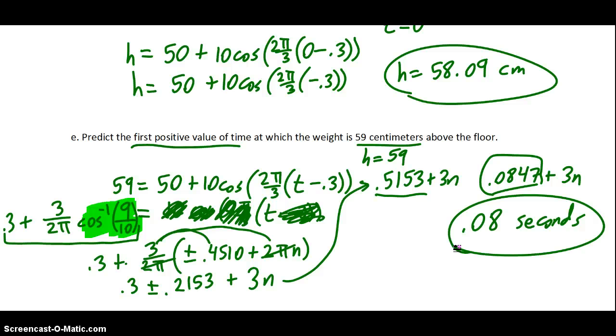Obviously, they could then ask a follow-up question, is it going up into the air or is it coming back down? Well, if it started off at 58.09 centimeters as indicated up here, 0.08 seconds later, it's up to 59, that means it went up. Okay, so there are some questions where you have to think about those kind of things.